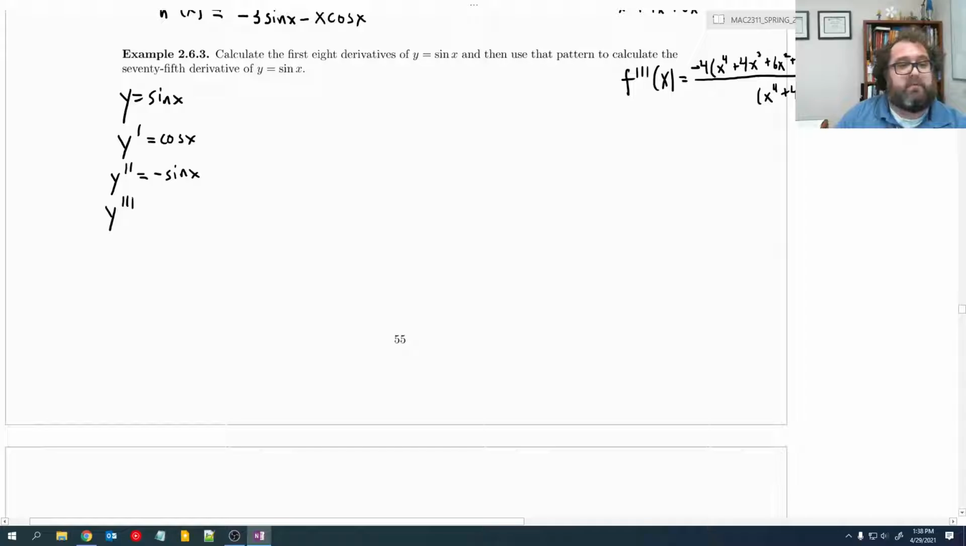So the triple prime is the derivative of the second derivative. We have negative 1 times sine. So we can use the constant multiple rule to say negative 1 times the derivative of sine, but the derivative of sine is cosine, so it's negative cosine.